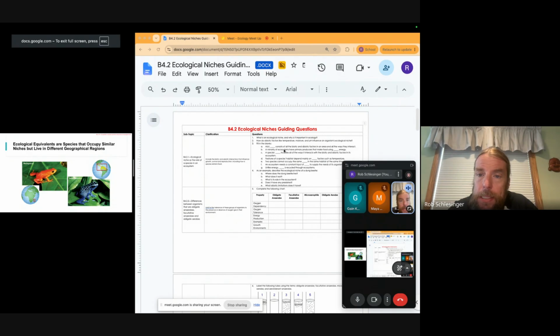And then we've got a whole bunch of fill in the blanks. A blank consists of all the biotic and abiotic factors in an area and the way they interact. What is that?